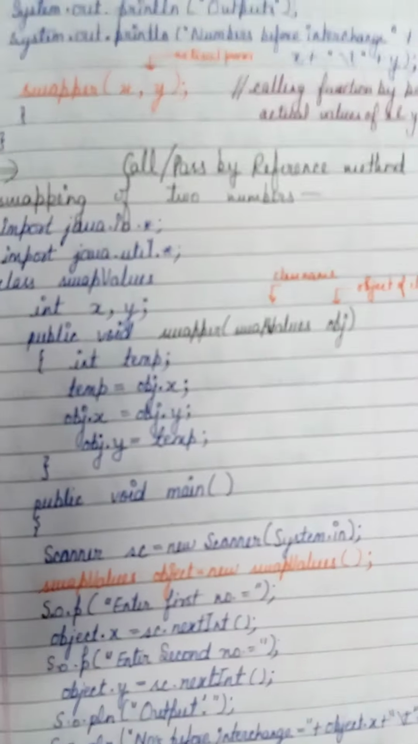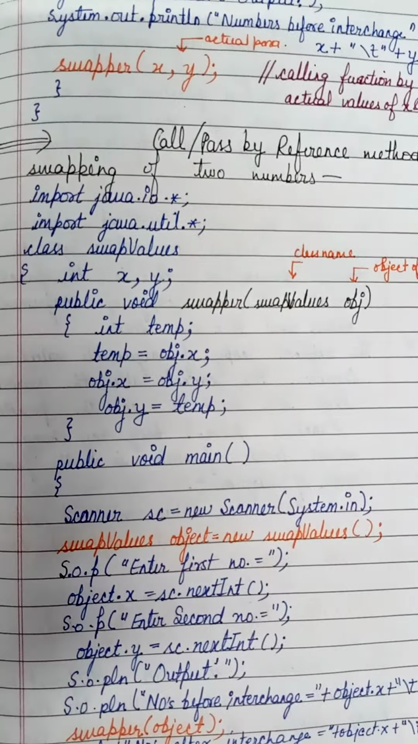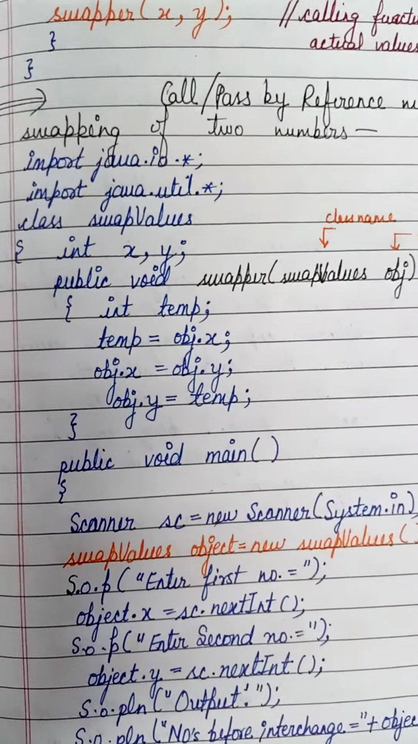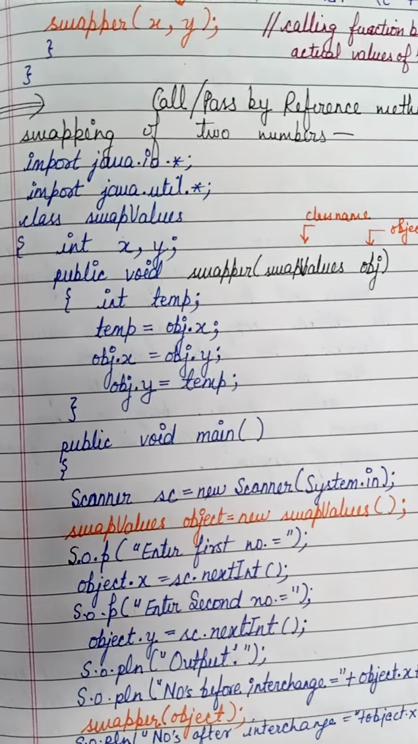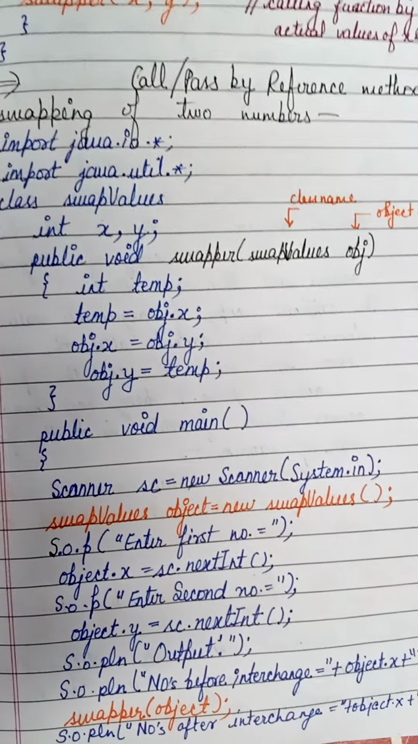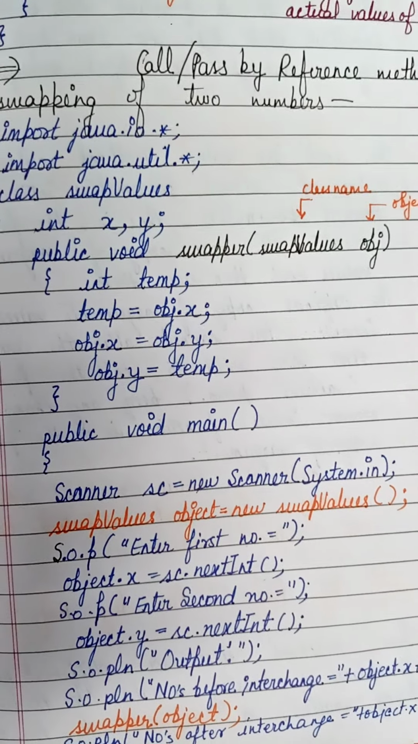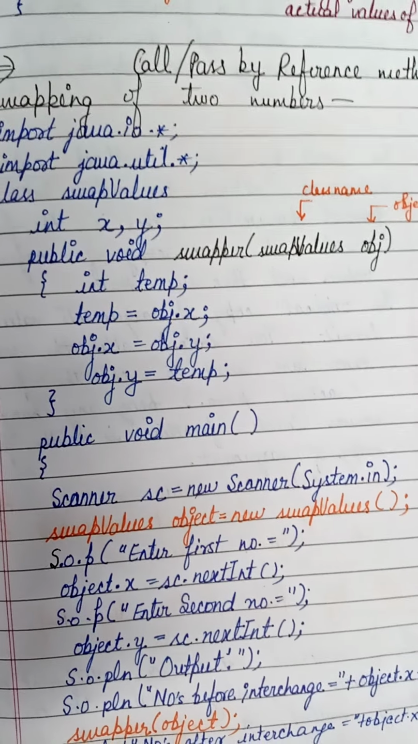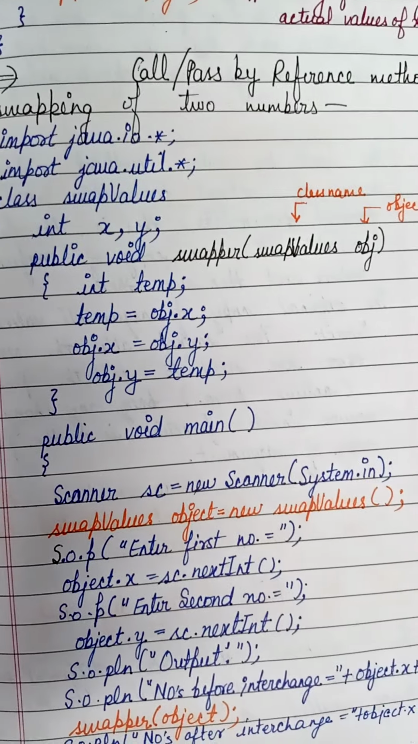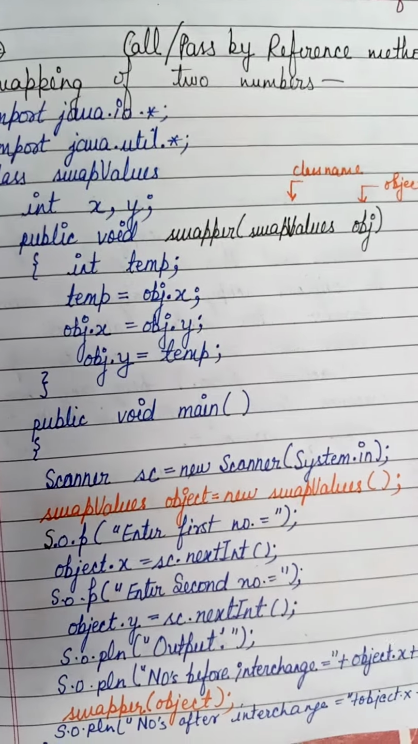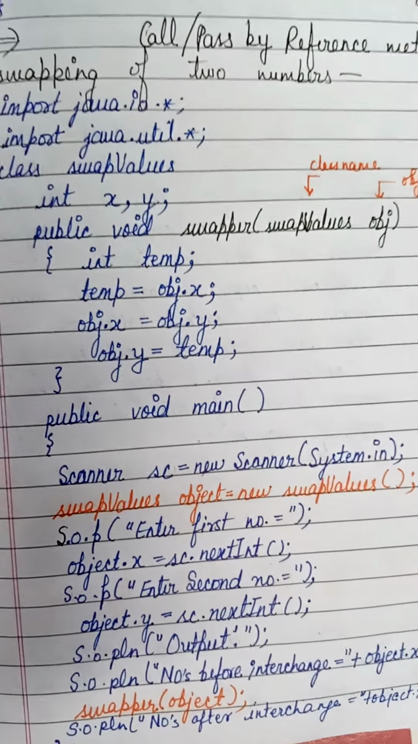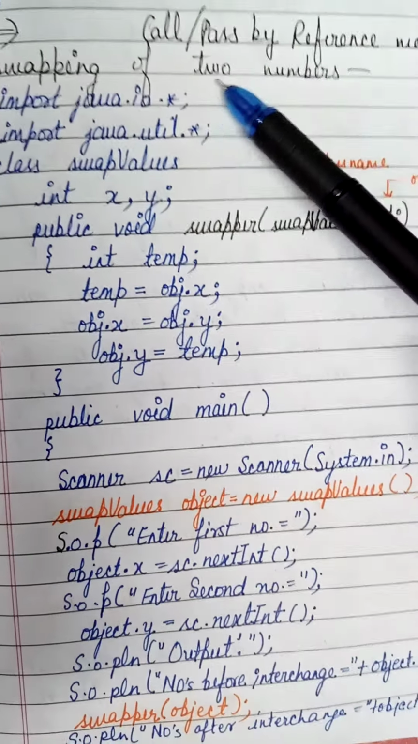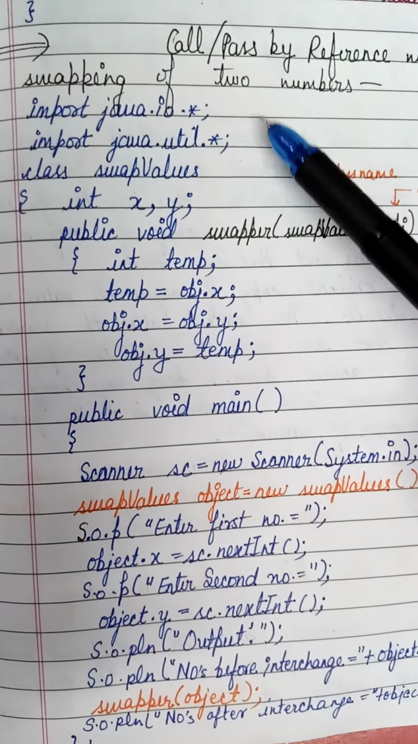Now come to the call by reference method. If you have to perform the same task using the call by reference method, in call by reference, we don't pass the actual values. We pass the reference of actual values. For that we need to make the object of the class. Same coding will be there almost.